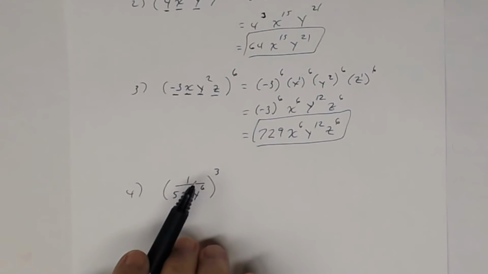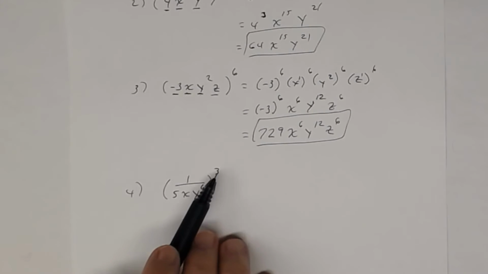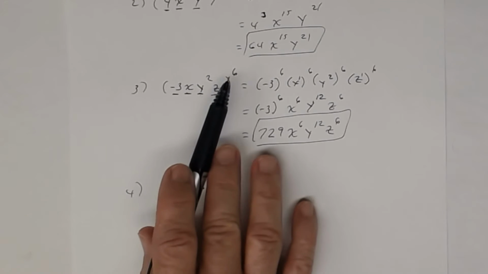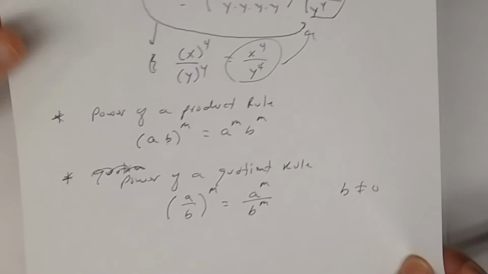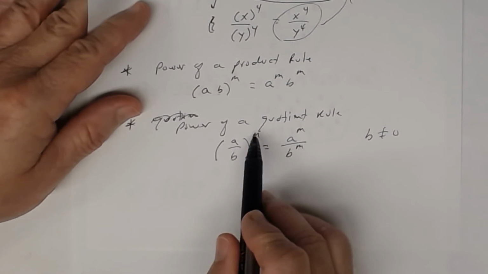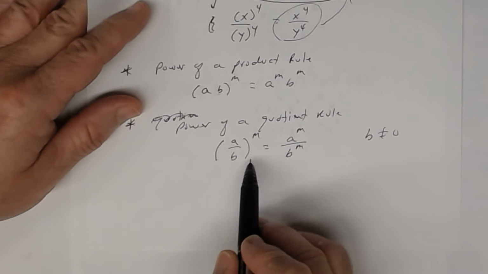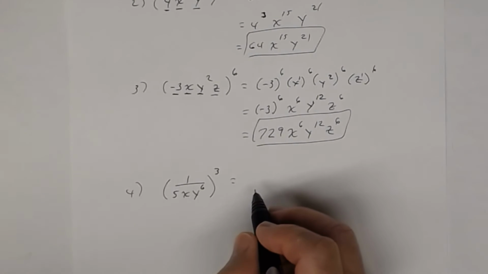All right, so now I have a quotient. I have a power of a quotient. Here, that was a power of a product. So power of a quotient, remember how we talked about that? You're going to take the numerator, raise it to the power, take the denominator, raise it to the power. Okay? So in other words, write it like this so you don't get the wrong answer.